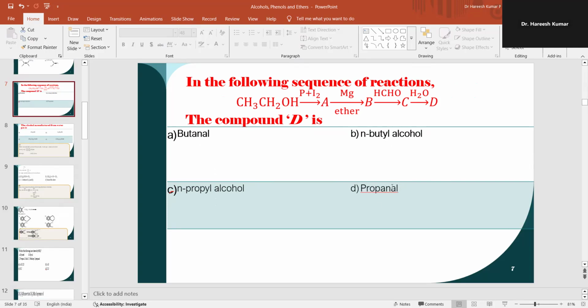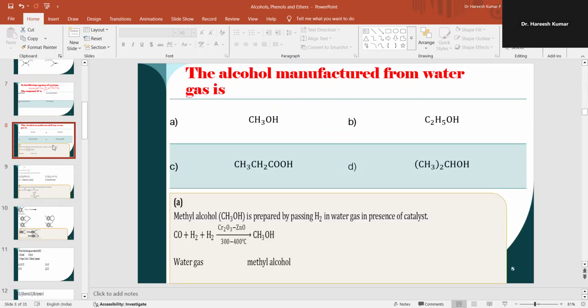Propanal, the aldehyde option, is not forming because when a Grignard reagent reacts with formaldehyde, the product is an alcohol. So the right option is n-propanol. Let's take one more question.